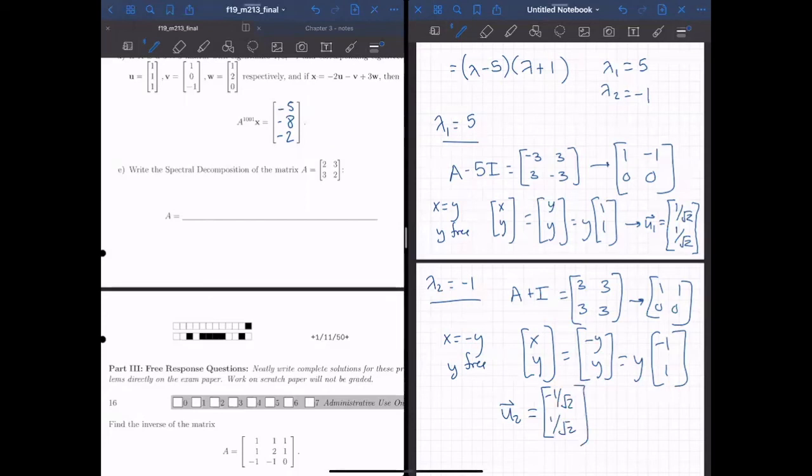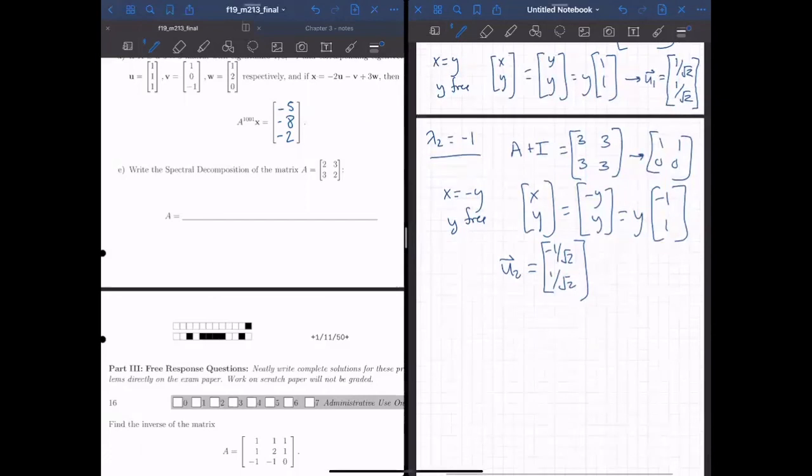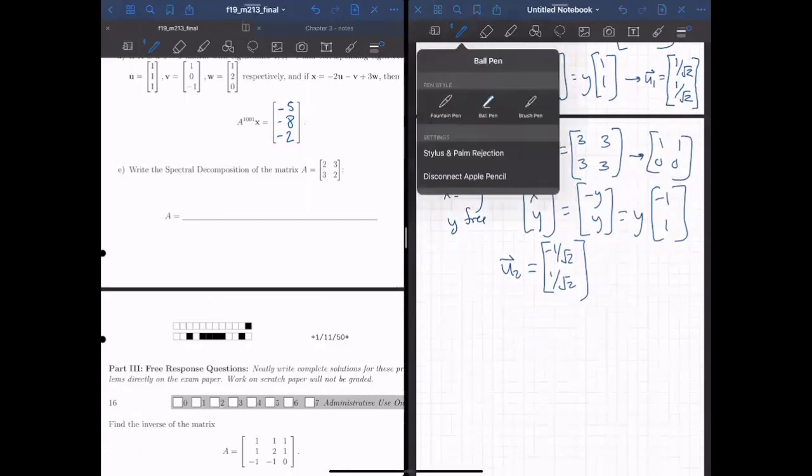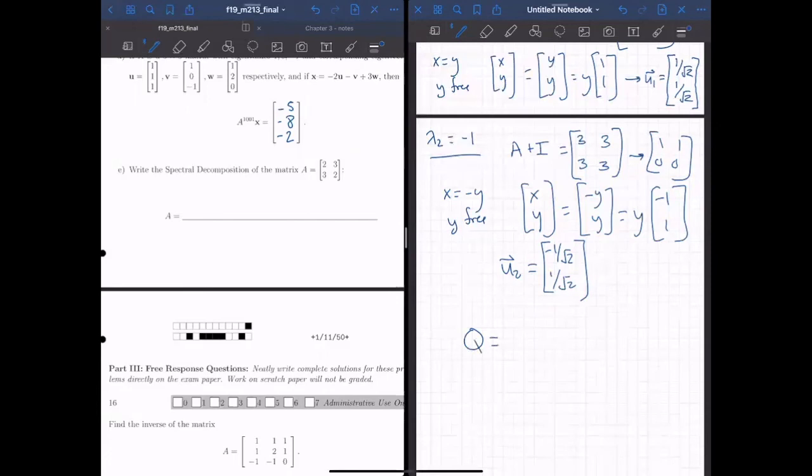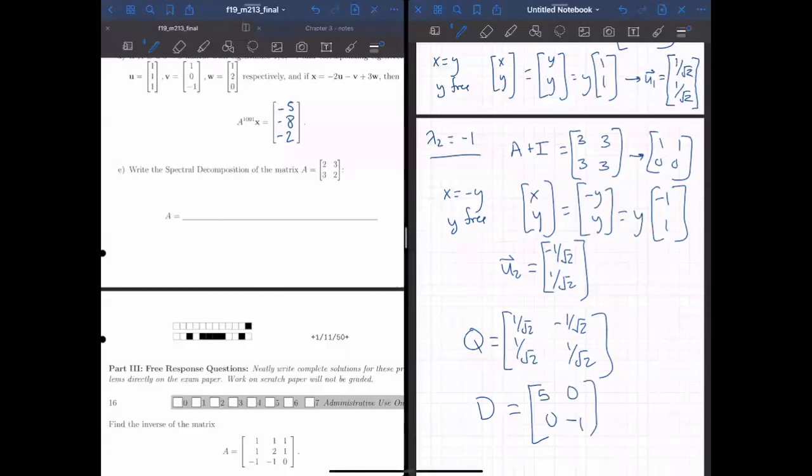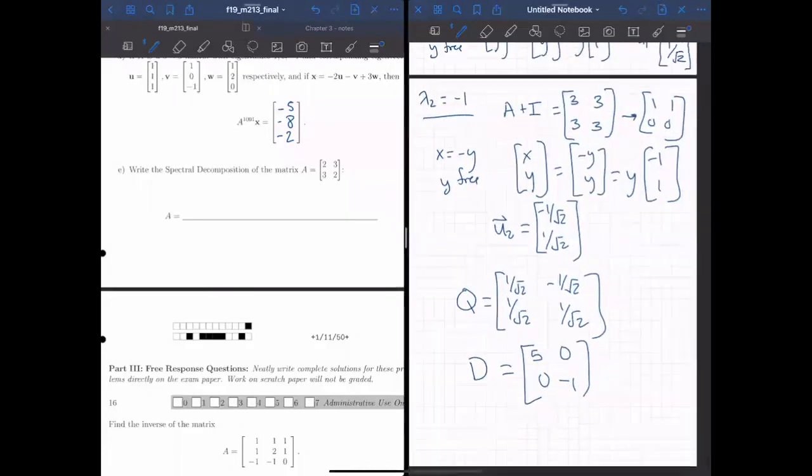So if I wanted to orthogonally diagonalize, I could, right? I've basically got all the information. My Q matrix would be 1/√2, 1/√2, -1/√2, 1/√2, and my D matrix would be 5, 0, 0, -1. So I could do that, but I'm actually trying to do a spectral decomposition, so that's not what I'm looking for. I just thought I'd add that in there.